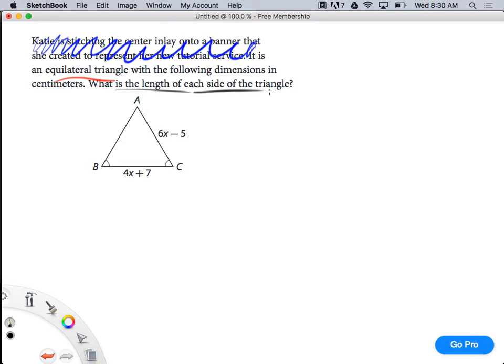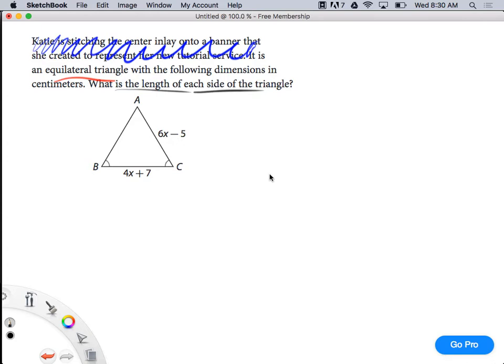What is the length of each side of the triangle? Okay, so it's an equilateral triangle, so what do I know about these 2 sides? They're congruent, right? The measures are equal, all right? So if I want to figure out the length, what would I need to solve for? What variable? X. Okay, so how could I solve for x? 6x minus 5 equals 4x. Yeah, good. I know that these two sides are equal, so I set them equal to each other.